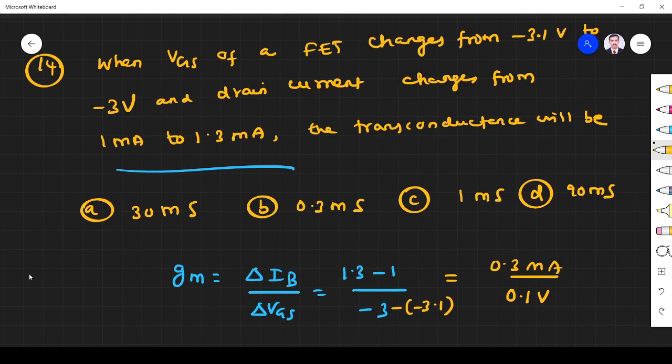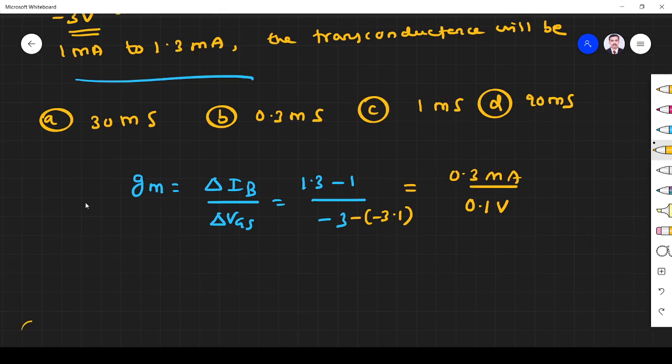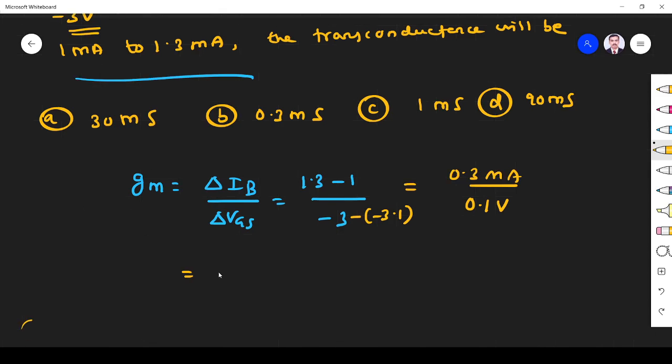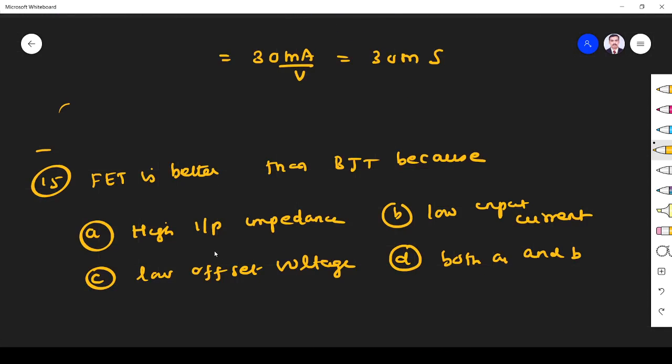It is changing from minus 3.1 to minus 3, right? So which is higher value? This is higher value, this is lower value. So higher minus lower we should do. So if we simplify, 0.3 by 0.1 is nothing but 3 milliampere per volt, that is equal to 3 millisiemens, right? So conductivity, so transconductance, so that is the right answer. Okay, next one is FET is better than BJT because it has high input impedance and low input current. So the answer is both A and B. Fine, right.